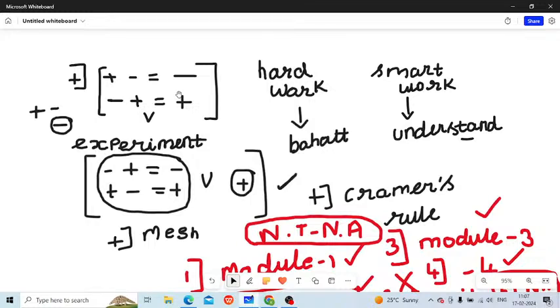I haven't done it, right? I'm sorry. Yeah, we'll just do one problem on super mesh analysis, that experiment, and by that we'll wind up the session on mesh analysis, and then we'll come to nodal analysis, students. So we'll come to nodal analysis. I'll just wind up the session, students, and thank you.